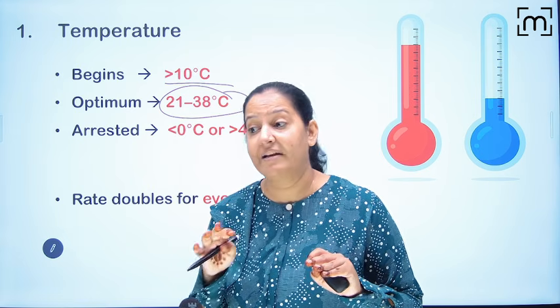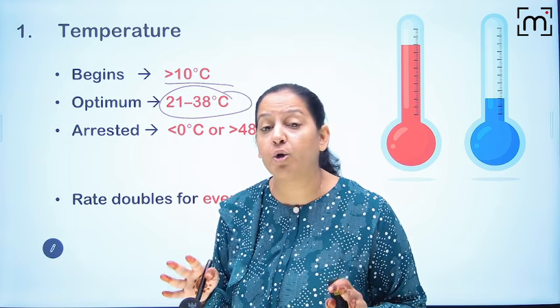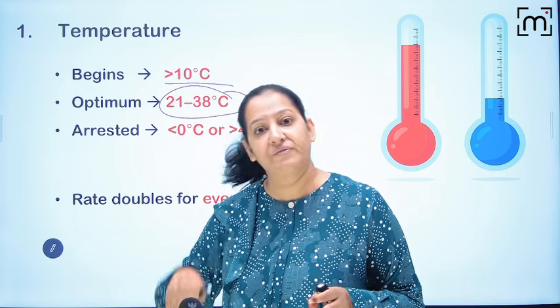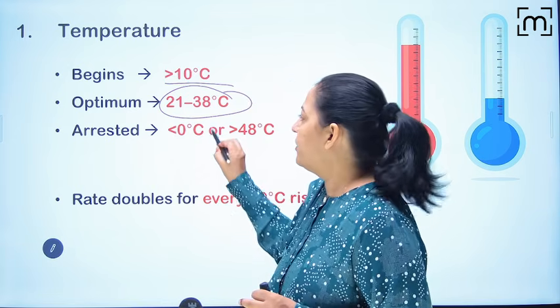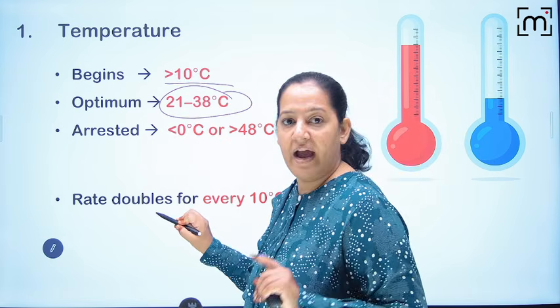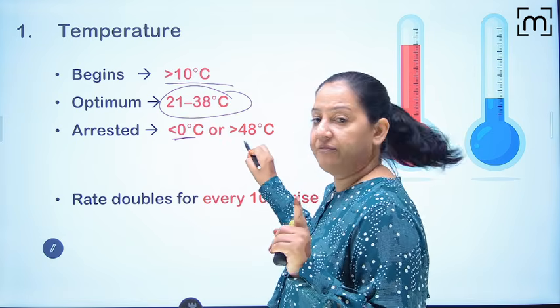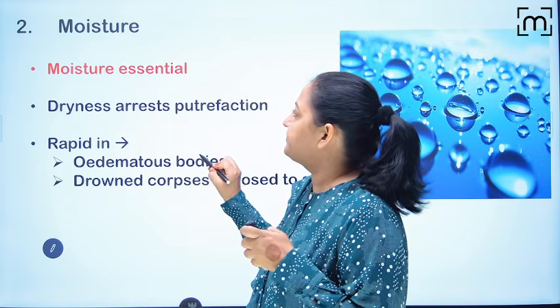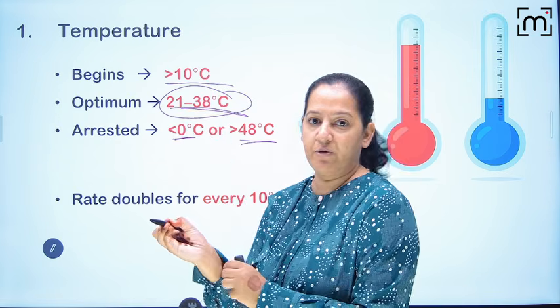But after death, the dead body starts cooling. Yesterday I taught you rigor mortis. So it loses heat till it reaches the temperature of the environment. Yes or no? So 21 to 38 degrees is optimum, and below 0 and above 48, it doesn't occur. Putrefaction is optimum at 21 to 38.